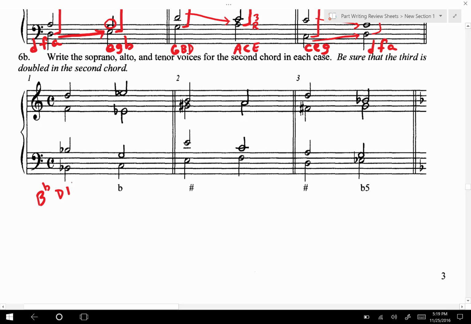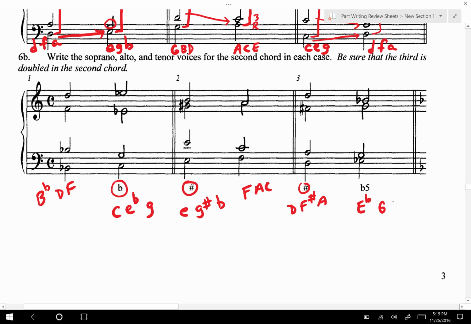B flat, D, F. C, E flat, G. Why E flat? Notice my figured bass. E, G sharp, B. Why G sharp? Notice my figured bass. F, A, C. D, F sharp, A. Why F sharp? Notice my figured bass. E flat, G, B flat. Why B flat? Notice my figured bass.